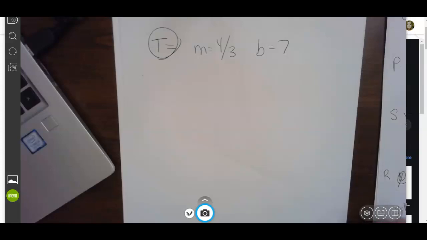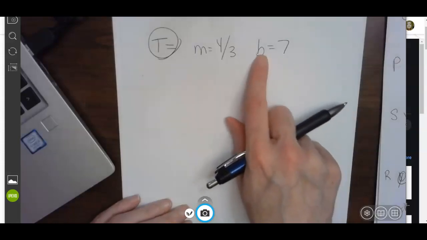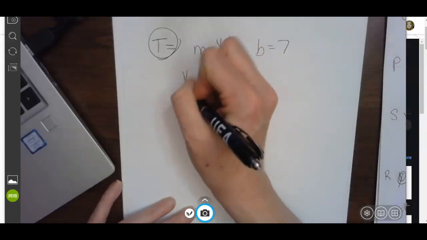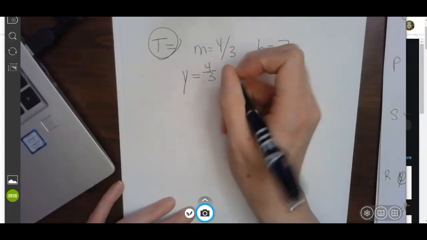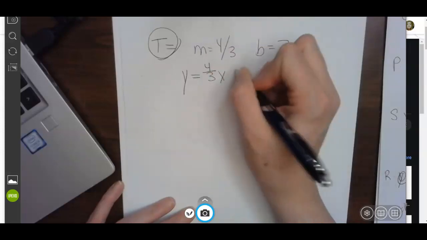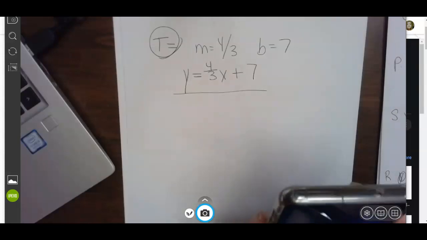Okay, so this one is going to be, they give you your m and your b. This is your y-intercept. So you're going to write y is equal to 4/3, and it's positive, x plus 7. That's the equation you have to have in the directions.